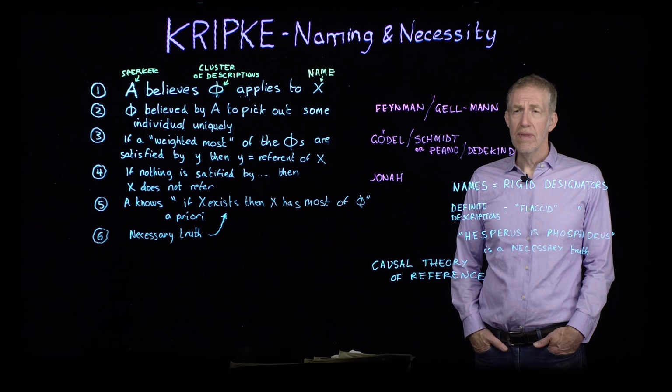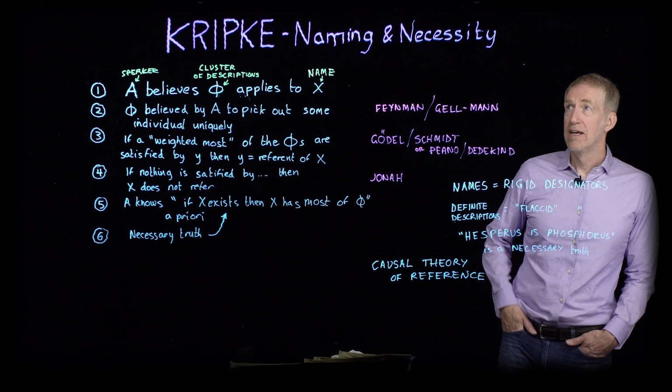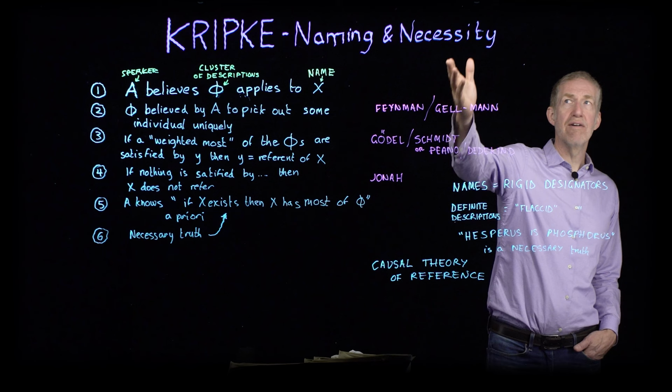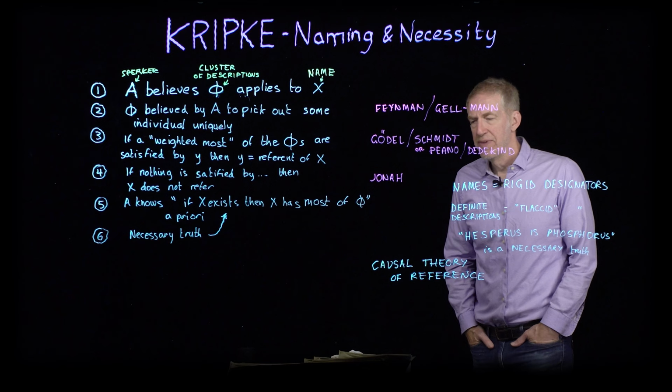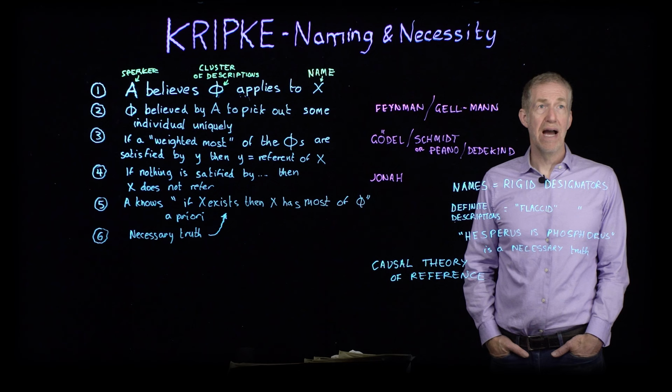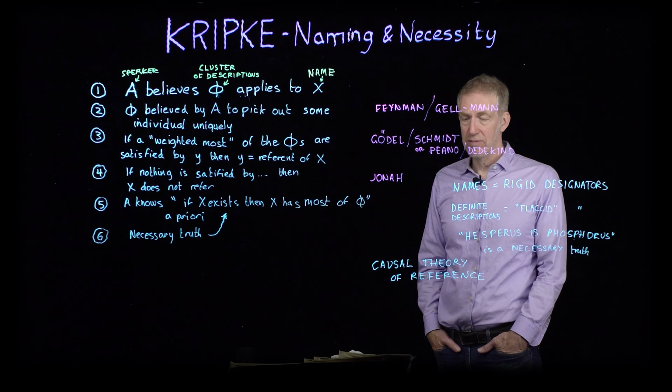I mean, the work is called Naming and Necessity. We're focusing on the naming, but we can't really do it without saying a little bit about necessity. And what Naming and Necessity is most famous for, really, is talking about possible worlds. So let's say a little bit about necessity and possible worlds as background.